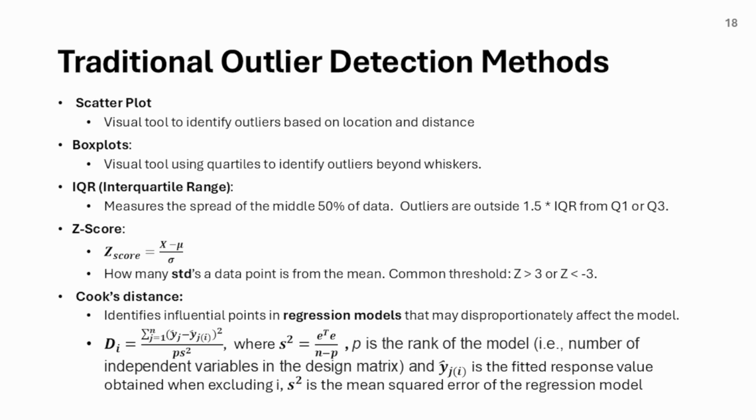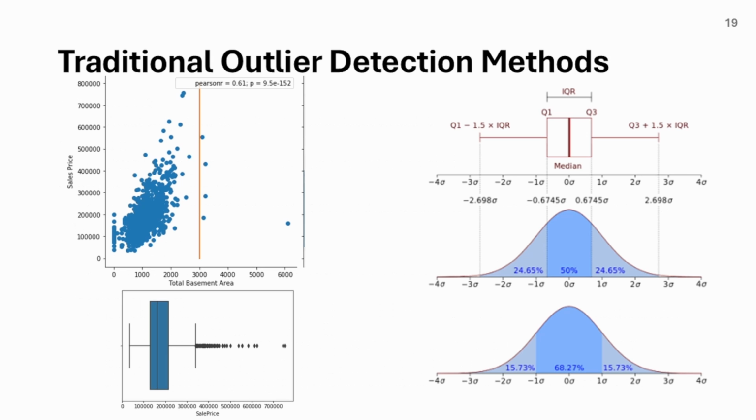Z-score measures how far a point is from the mean. Typically, outliers are beyond 3 standard deviations. That comes from the normal distribution. IQR: points outside of 1.5 times the interquartile range are flagged as outliers. And Cook's distance identifies influential points in regression models that may disproportionately affect the model. It is calculated by a formula, and we'll take a look at this distance in the practical session. So those are illustrations.